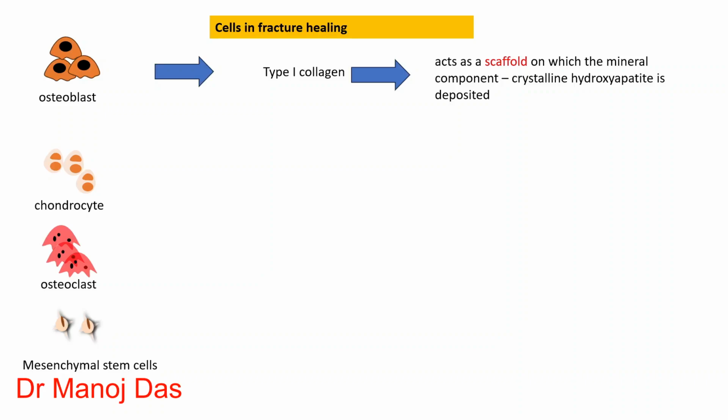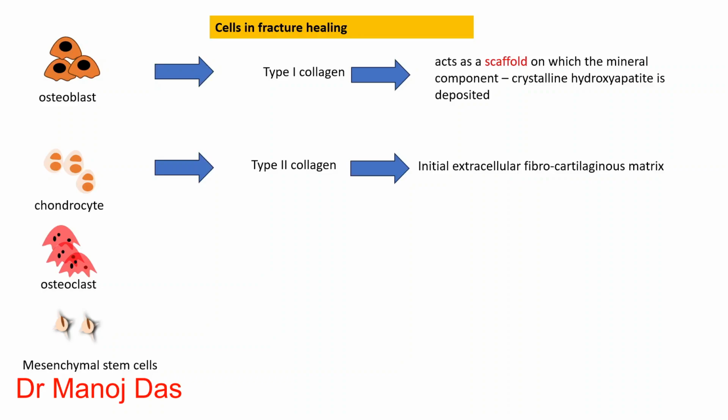The second cell is the chondrocyte. In the mature, well formed bone, we do not have the chondrocyte, but chondrocyte or chondroblast is present in a certain stage of fracture healing, and then it undergoes apoptosis. So what is the role of the chondroblast or chondrocyte? It secretes type 2 collagen, which is the initial extracellular fibrocartilaginous matrix. The osteoclast helps in the resorption of the bone and helps in the remodeling of bone.